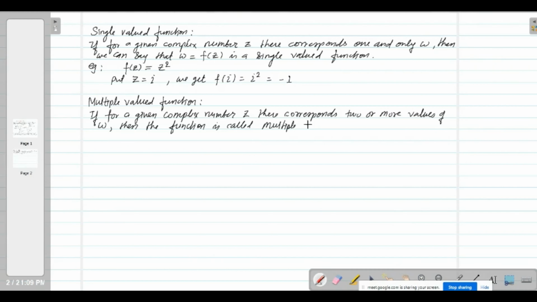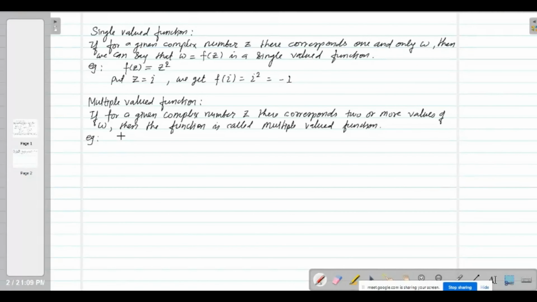Then the function is known as a multiple valued function. Means for a given complex number z, if there correspond two or more values of the function omega, then that function is known as a multiple valued function. Now let us see an example so that you can understand the definition of multiple valued function.